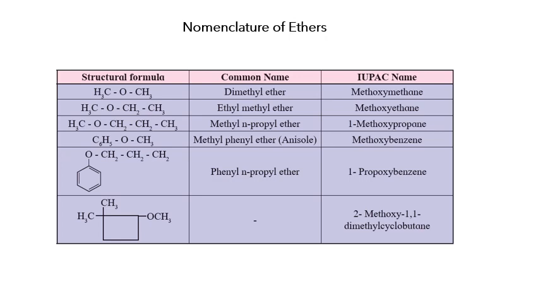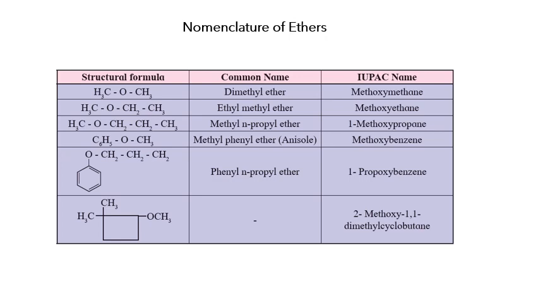Now see the example. CH3OCH3. Common name is dimethyl ether and IUPAC name is methoxymethane. Second example, CH3OCH2CH3. One group is the methyl group and the other is the ethyl group. Therefore, common name is ethyl methyl ether and IUPAC name is methoxyethane.